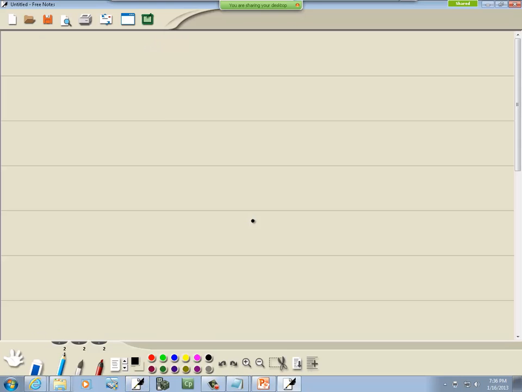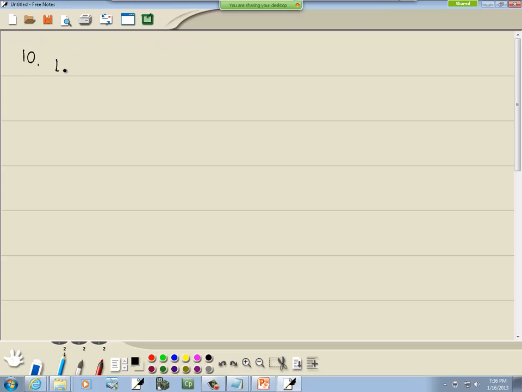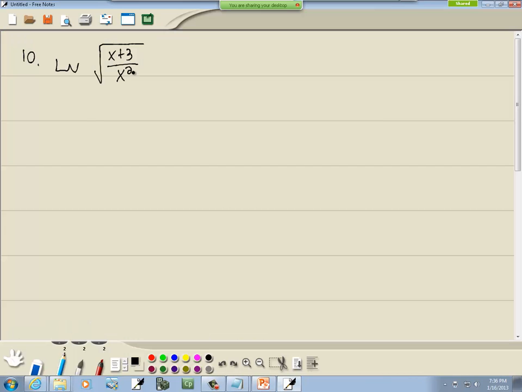Let's look at our next problem. So we've got natural log of the square root of x plus 3 over x squared. And again, we want to expand it. We don't want radicals, so we'll rewrite this as x plus 3 over x squared to the 1/2 power. Now this is a commonly missed one when I ask people what's the main thing happening here. They say division. But it's not. We got something to a power. Specifically it's a fraction to a power. But the main thing is we're taking everything to the 1/2 power. So first thing I'll do is take the 1/2 and put it out in front.